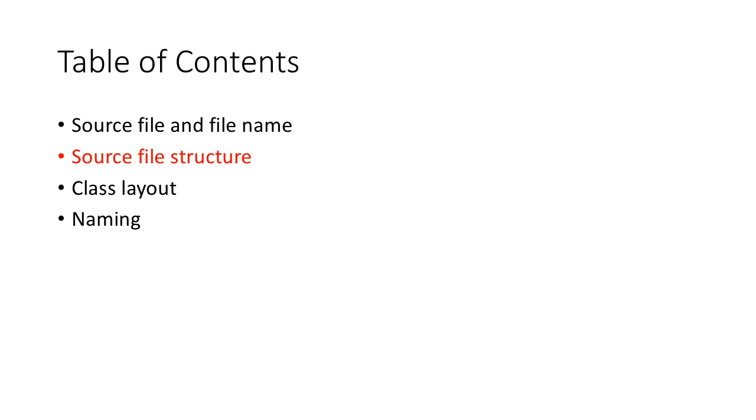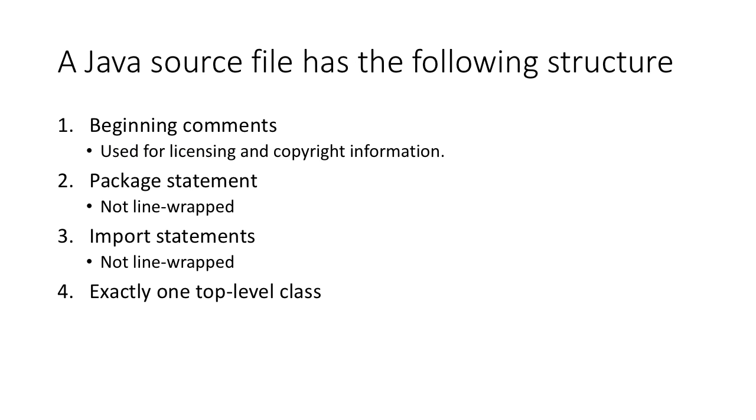And after the file names, we look at what exactly each file is composed of. What's the structure of each file? So in each Java file, we typically have 4 parts. The first one is called beginning comments, which is usually used for licensing and copyright information.